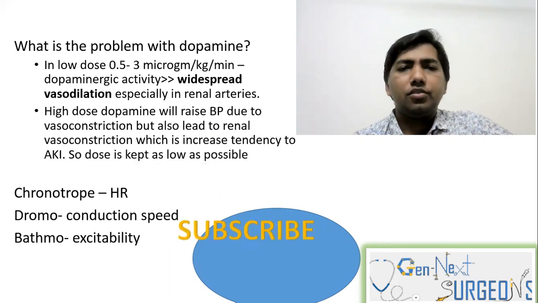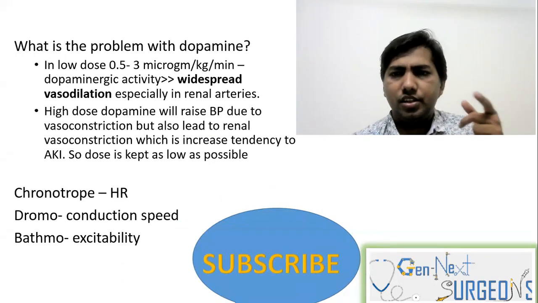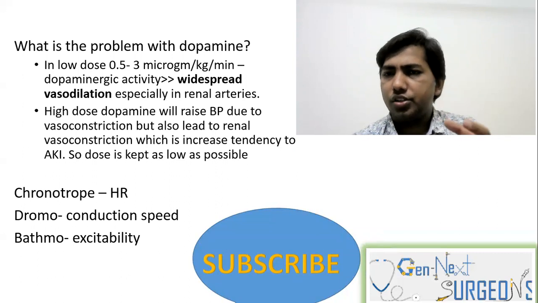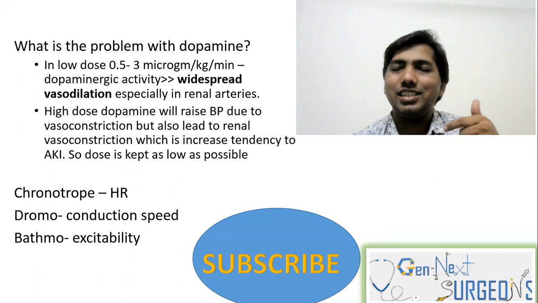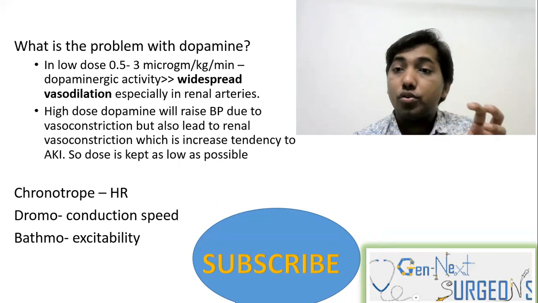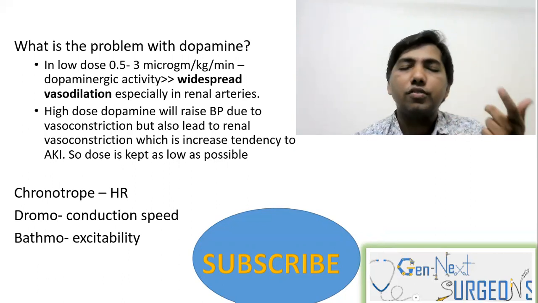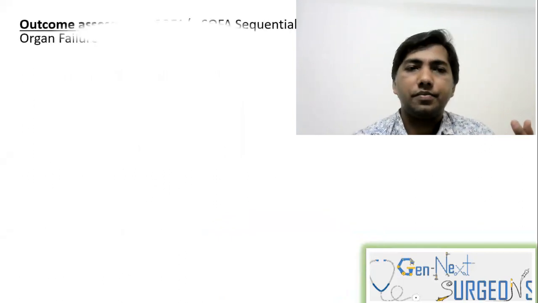So keep the dopamine dose as low as possible. Clear? So there are some terms: inotropes, that means increase force of contraction; chronotropes, the drugs that increase heart rate; dromotropes, that increase conduction velocity; and bathmotropes, that means increase excitability.